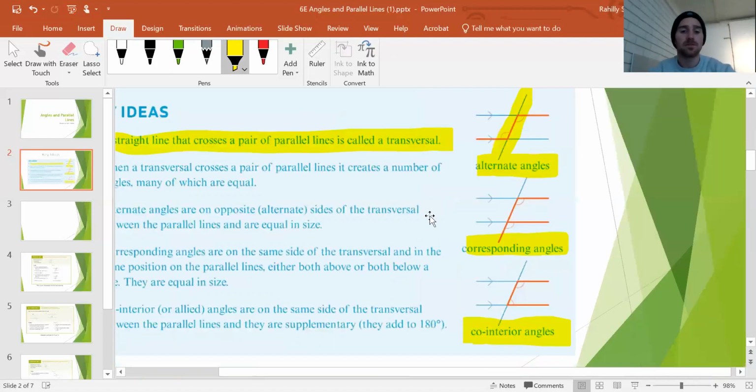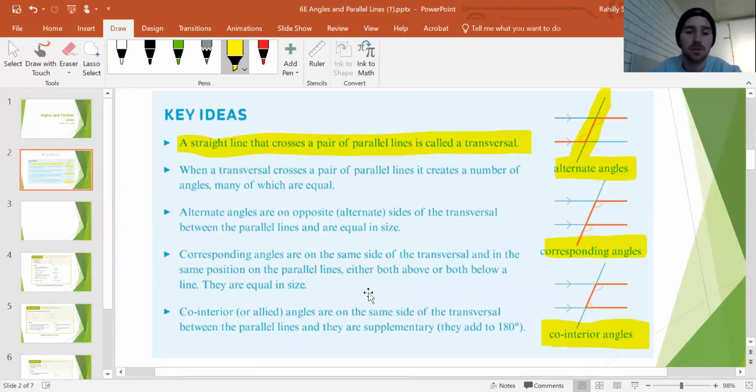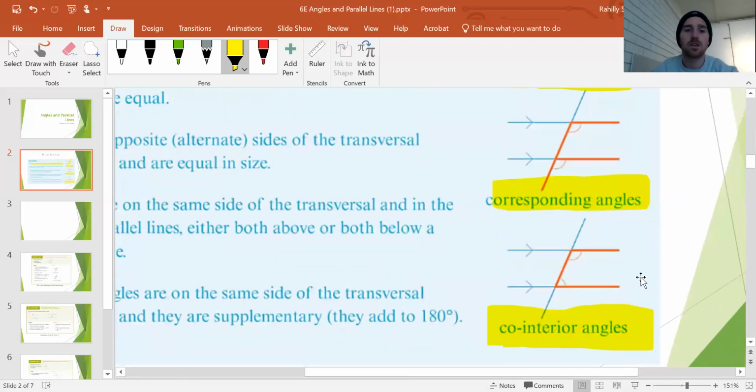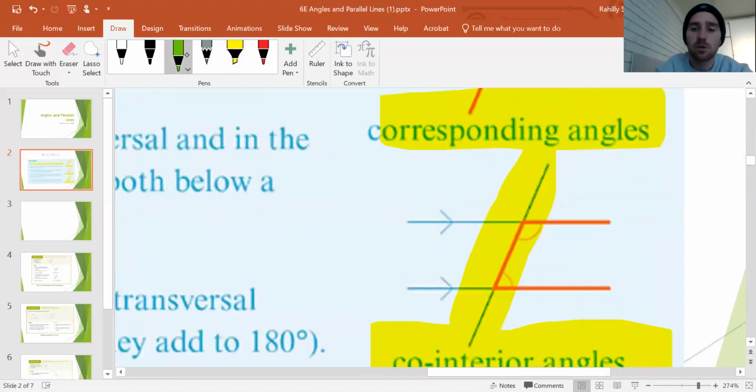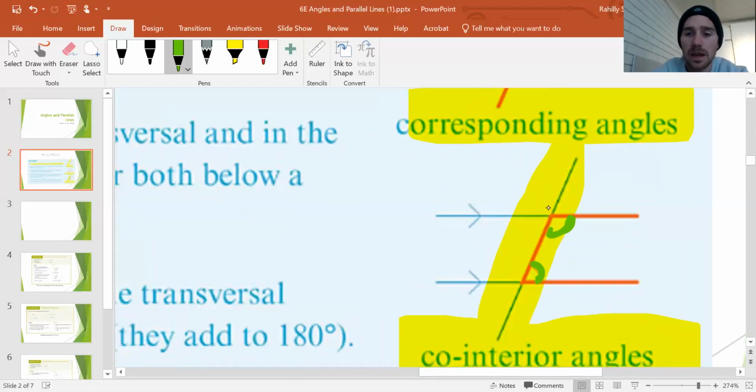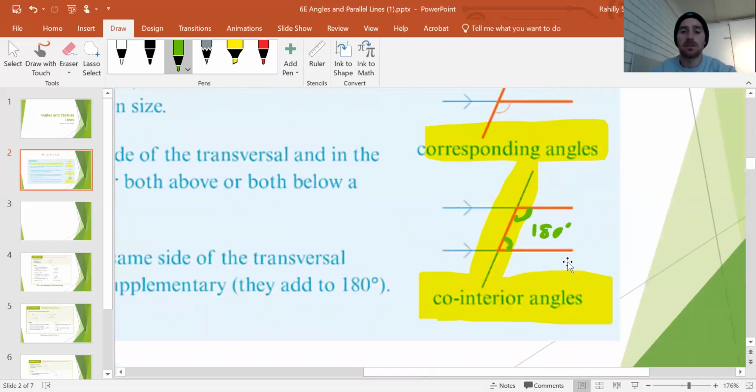The last one we have is co-interior or allied angles. They're on the same side of the transversal and between the parallel lines. They're supplementary, meaning they add up to 180 degrees. These ones are probably the easiest to find because they're both on the same side of the transversal. Again, they're on the right here, and they're in between the two parallel lines. So it's just these two angles here. These two are the ones we are looking at. They add up to 180 degrees. That is your co-interior.